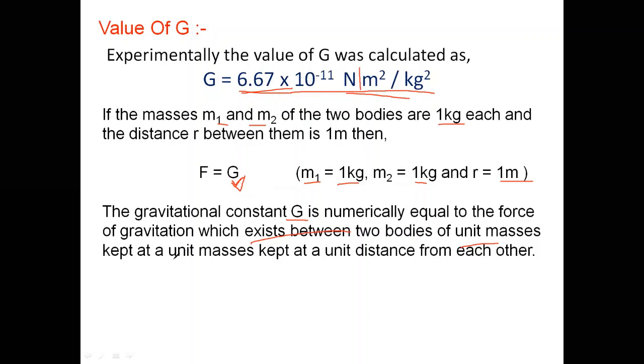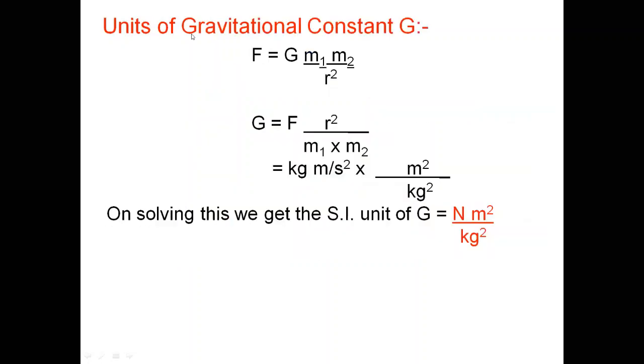Okay, for the gravitational force between two bodies whose masses are unit masses, and if the distance between them is unit distance, then the force of attraction between them is equal to the gravitational constant, that is 6.67 × 10^-11 Newton.